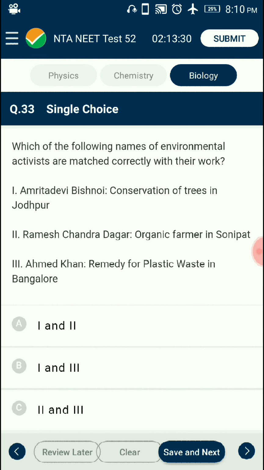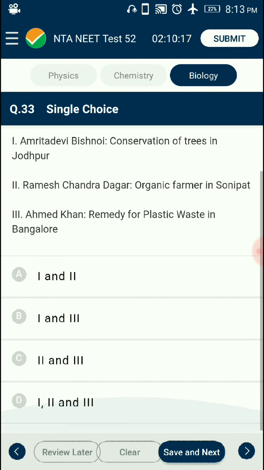Question number 33. Which of the four environmental activists are matched correctly with their work? Here three scientist names are given. All three are correctly matched with their corresponding work. For example, first statement, Amrita Devi Bishnoi, conservation of trees in Jodhpur, is correct. Second statement, Ramesh Chandra Dagar, organic farmer in Sonipat, is also correctly matched. Third one, Ahmed Khan, remedy for plastic waste in Bangalore. So all three statements are correctly matched with their work. So the correct option for this question is option D.